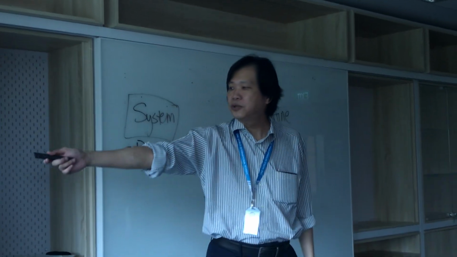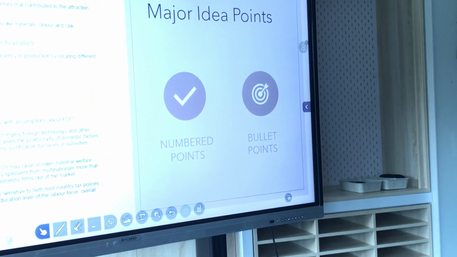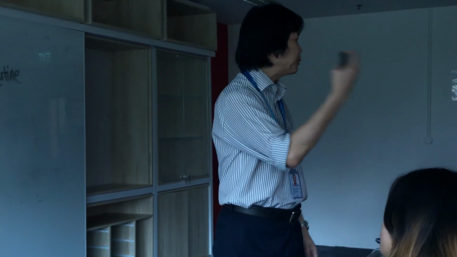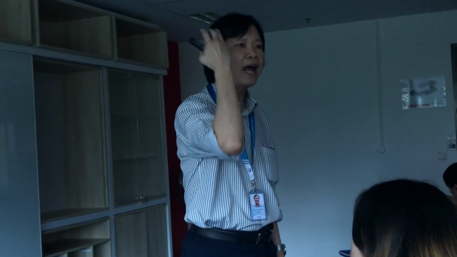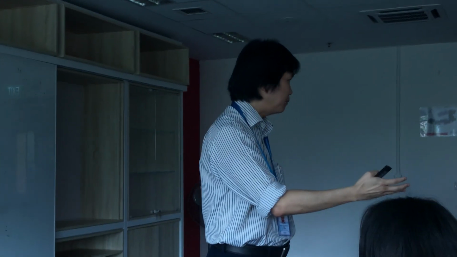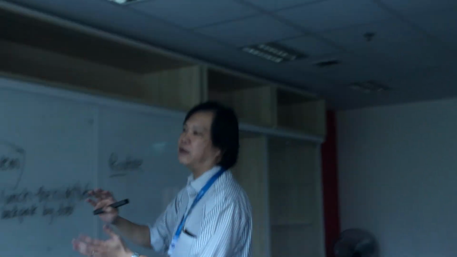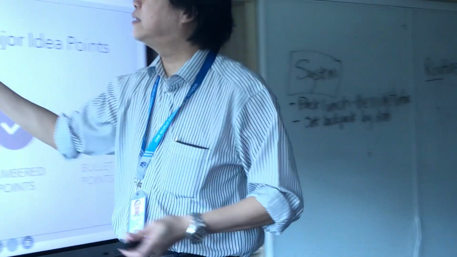Okay, so like I mentioned, for your major idea points, you may use numbered points or bullet points. You are not writing an English essay. You are writing a research report. The person reading it must see and understand your ideas easily, so numbered points and bullet points make it easier. Look at how I did it.